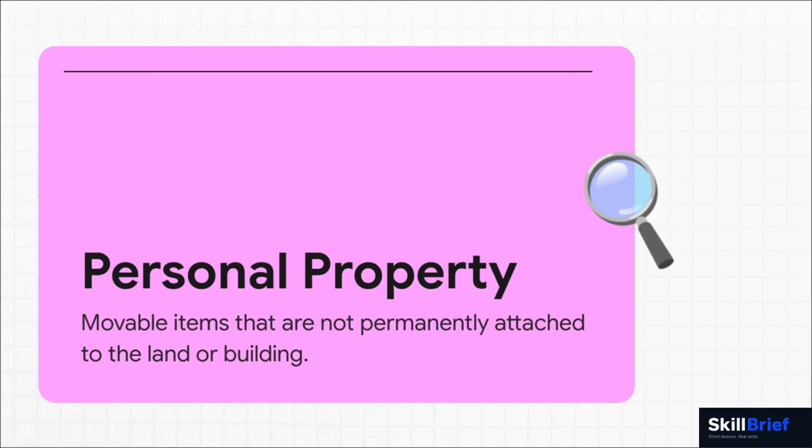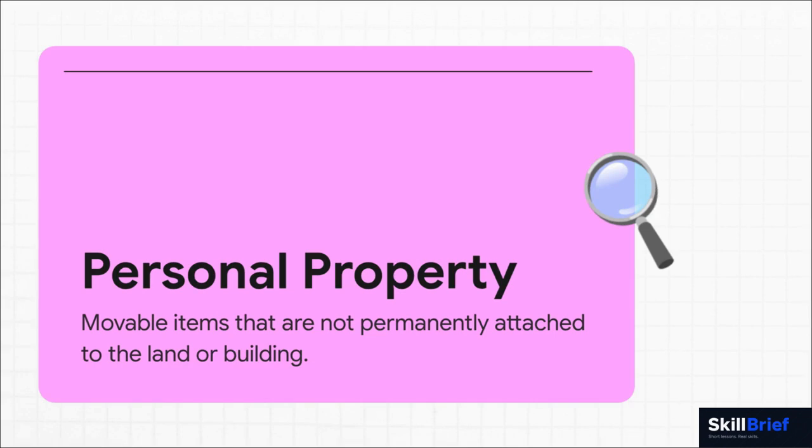Now, let's flip it over and look at the other side of the coin. Personal property refers to movable items that are not permanently attached to the land or building. The absolute key characteristic here, the main differentiator you need to burn into your memory, is the word movable. If you can pick an item up, toss it in the back of a truck, and walk away with it without causing any actual damage to the physical structure of the building, you are almost always dealing with personal property.